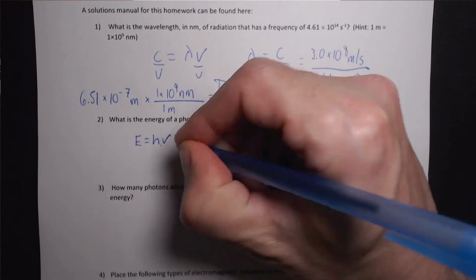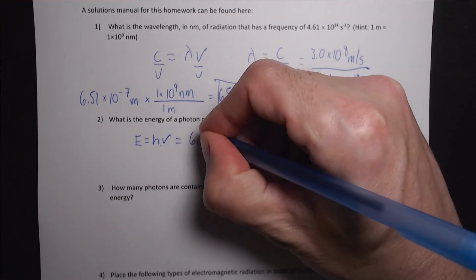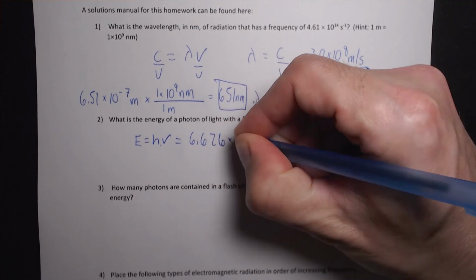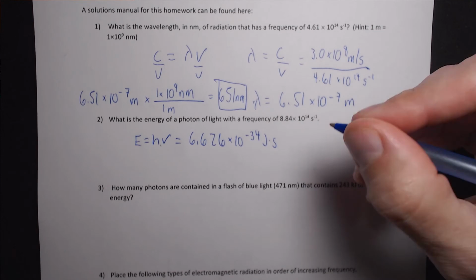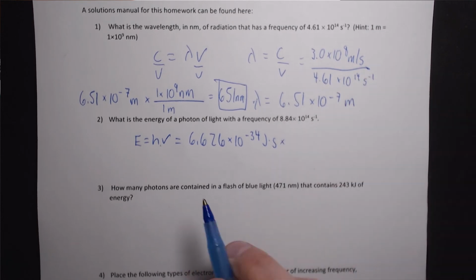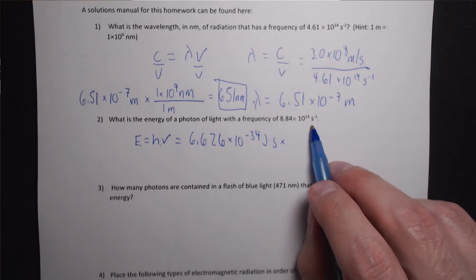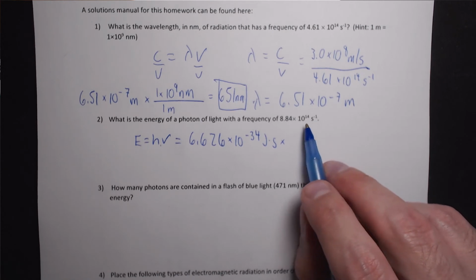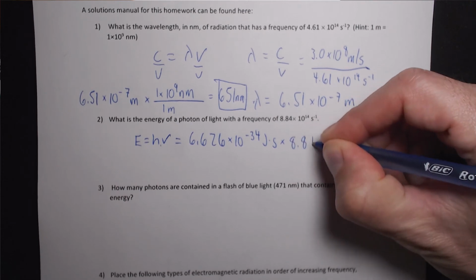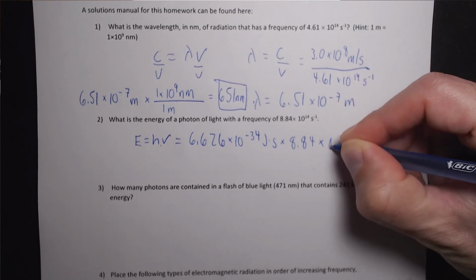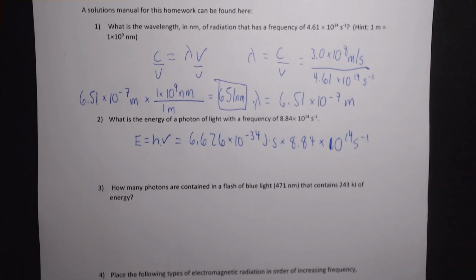So in this case, we can just plug in. E is what we're looking for. H again is Planck's constant, 6.626 times 10 to the minus 34 joule seconds. And the frequency, nu, is given in hertz. Again, just like in the previous question, if it was given in megahertz, we'd have to change it to hertz. But in this case, it's just given in hertz, so we can just plug it in: 8.84 times 10 to the 14 seconds to the minus 1, which is a hertz.